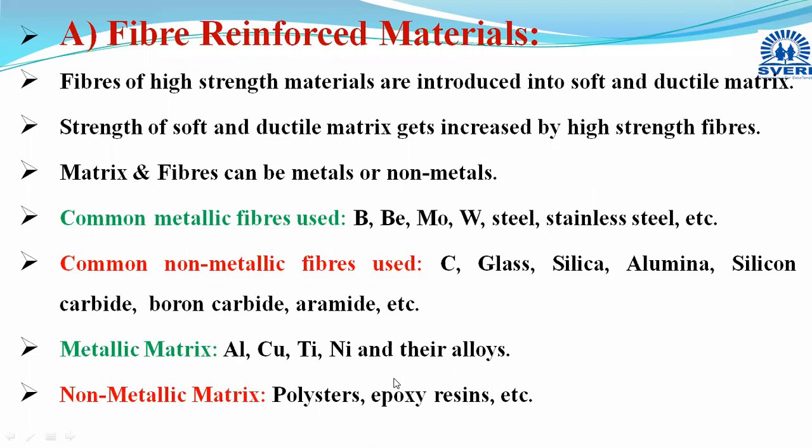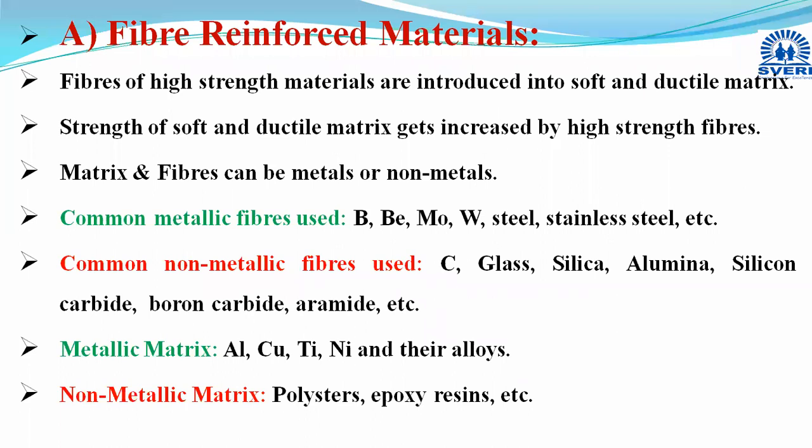And if the matrix is non-metallic in nature, then we can use different types of polyesters or different plastic materials. It may be thermoplastics or thermosetting materials, for example polyesters or epoxy resins. Here the one point you have to remember is that matrix and fiber materials can be metals or non-metals, metallic in nature or non-metallic in nature.